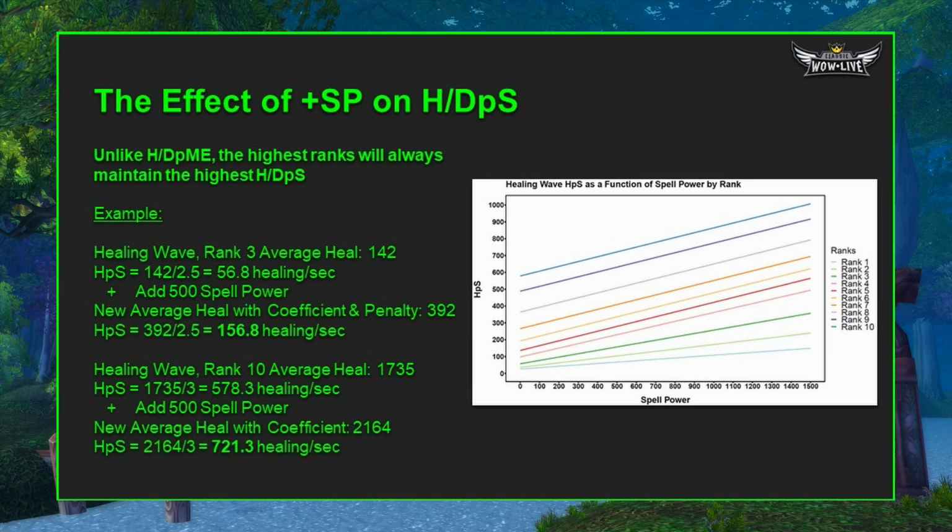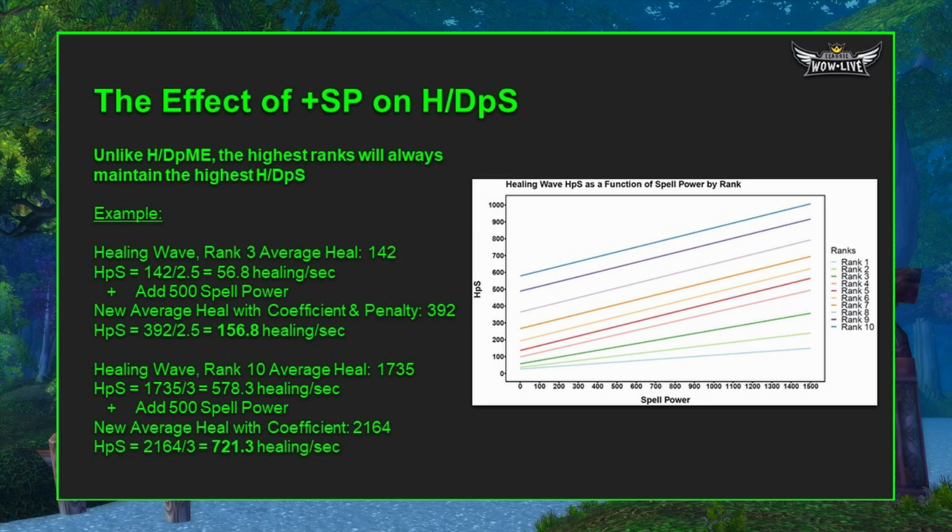So for example, with Healing Wave rank 3 again, the average heal is 142. If we add 500 spell power, the new average heal with the coefficient and penalty is 329, and that's a HPS, if we divide by the cast time, of 156.8 healing per second. With rank 10, we do similar calculations and we get the new average of 2,164. Divide by the 3-second cast time, and we get a HPS of 721.3 healing per second. That's obviously higher than 156.8.